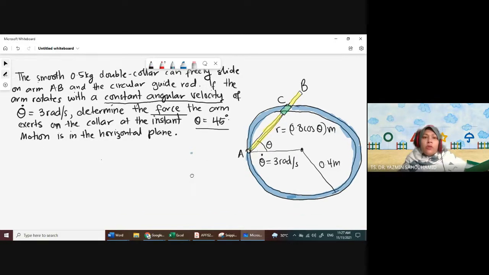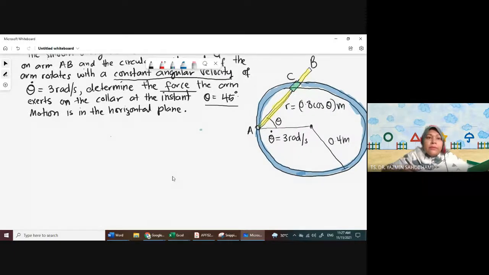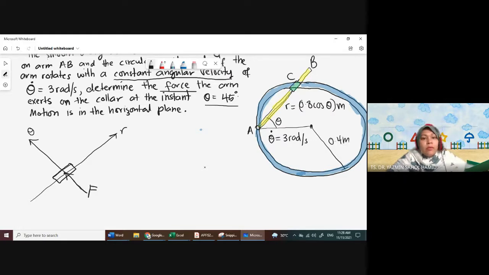So we need to draw the forces exerted on the collar. Let's say this is our collar, and then you have a force. But first we need to draw the direction of the radial. So this will be our direction of the radial, and this will be the direction of our transverse. And then the force that is exerted, this is the force. So this is our free body diagram.